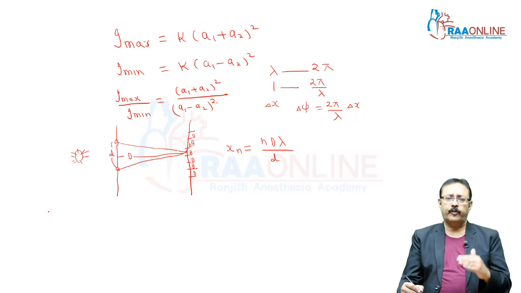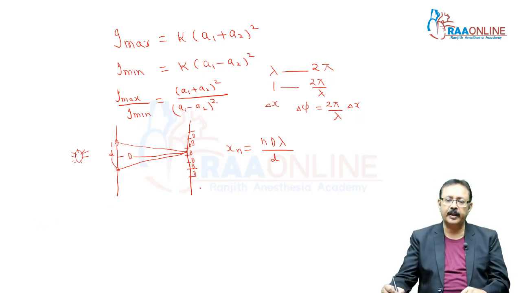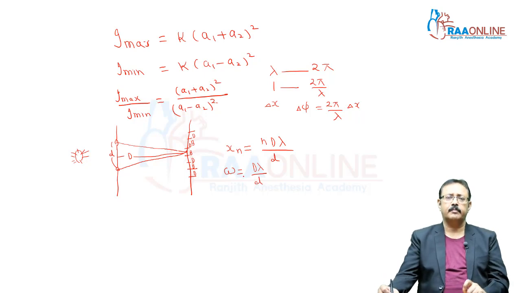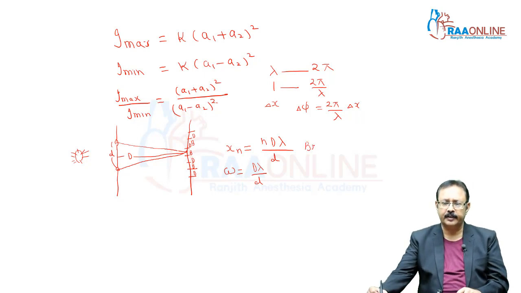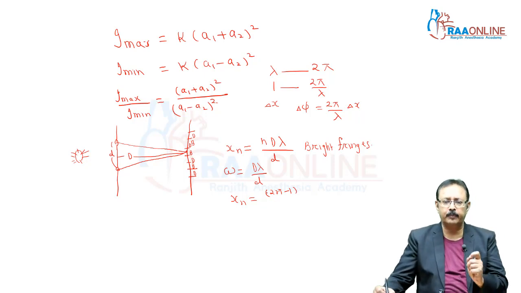So if you know the distance of the first bright fringe and the distance of the second bright fringe, between them a dark fringe is there. So you can get the width of the fringe, which we denote by W: D lambda by d. So the width of dark fringe and bright fringe is all the same, D lambda by d. It is for bright fringes. Where you will get dark fringes, that distance you can calculate by the formula (2n minus 1) D lambda by 2d. For the first fringe put n equals 1, for the second put n equals 2.